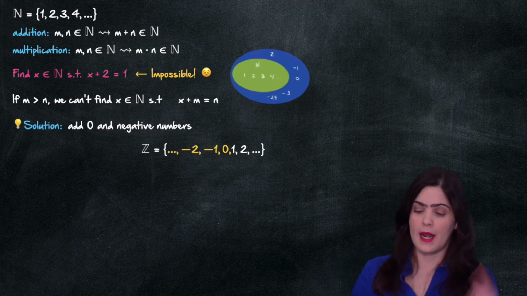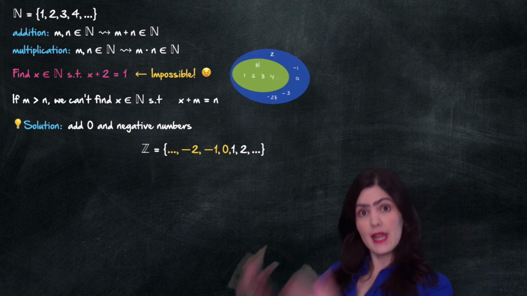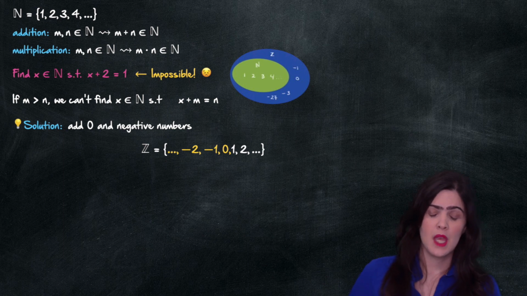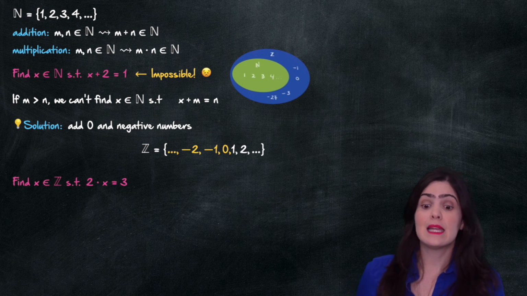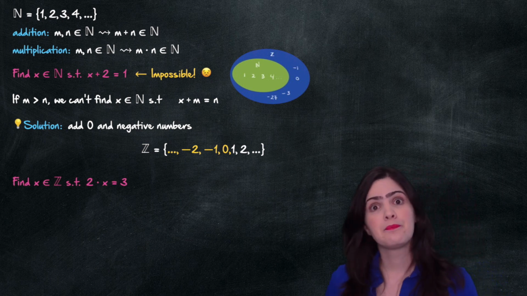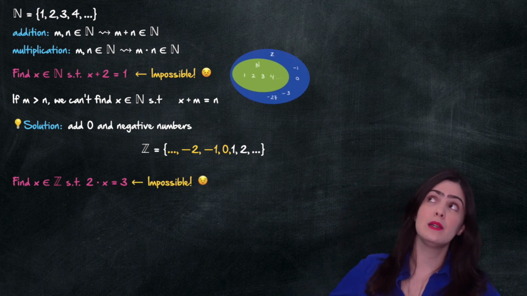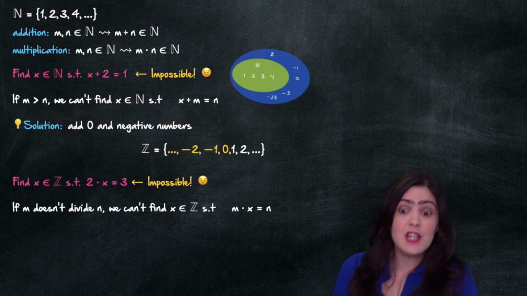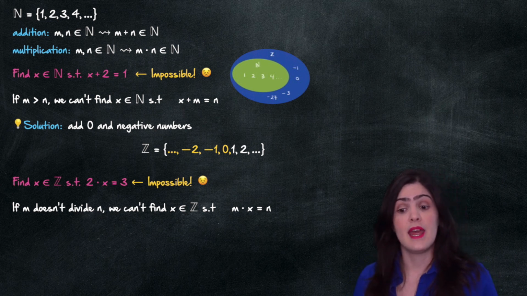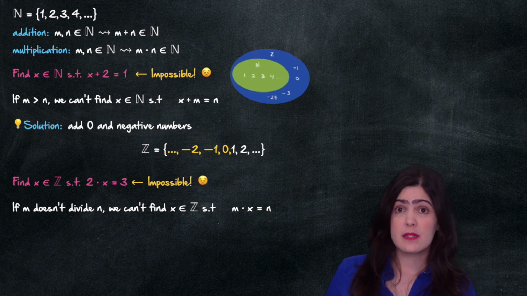Well, I'm going to add 0 and I'm going to add the negative numbers, so I end up with the integers, which is the set that has all the natural numbers, 0 and the negatives. And now that we have this set, I want you to find an integer number x such that 2 times x is equal to 3. And again, you're going to tell me, hey Beatriz, this is absolutely impossible. Because you see, if m doesn't divide n, we cannot find an integer x such that m times x is equal to n. So this doesn't work. How can we solve it? I'm sure you're thinking about it.